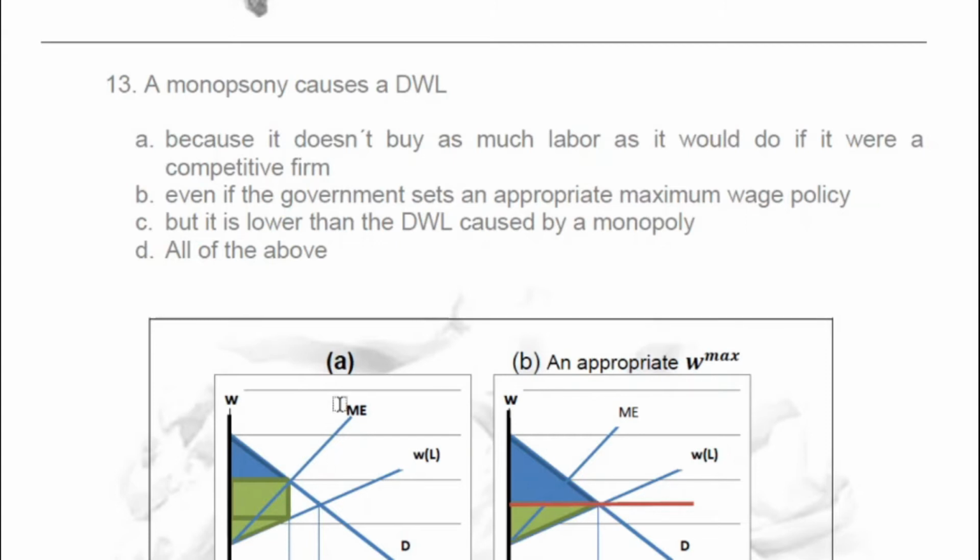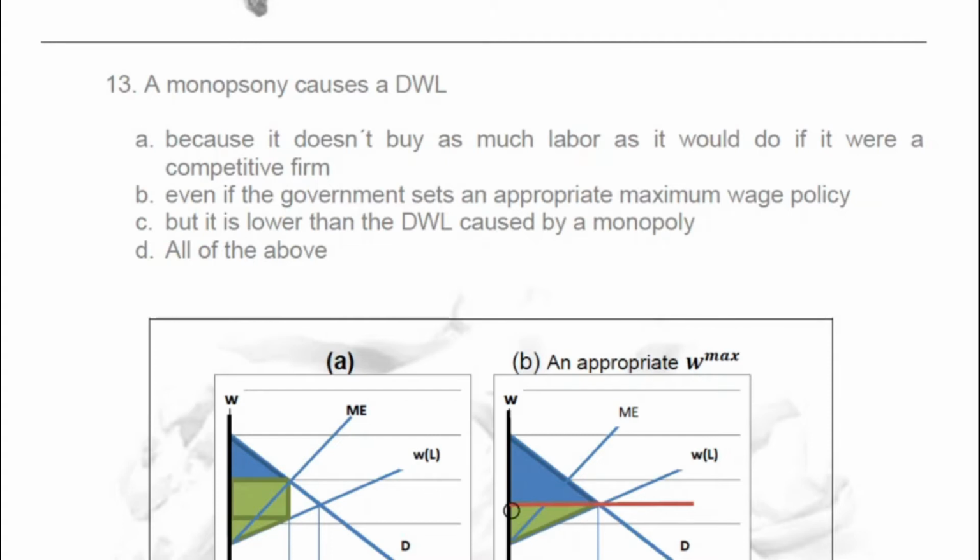Then this deadweight loss, we could say that it's because of the existence of the monopsony and what implies less labor force hired. Even if the government sets an appropriate maximum wage policy, no, the government could set maximum. Sorry, this is not correct. It should be a minimum wage policy. Minimum wage. Okay, here it says minimum. Be careful. A minimum wage policy from here to above. I am forcing the monopsonist to hire at higher wages.